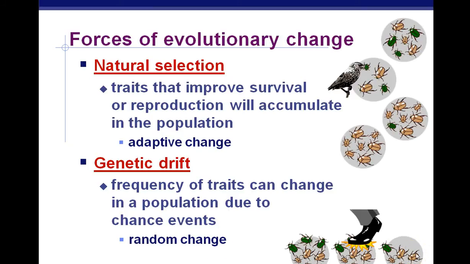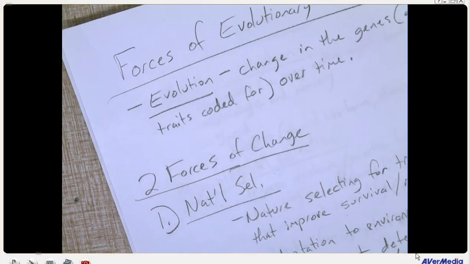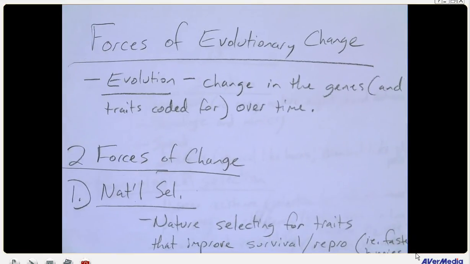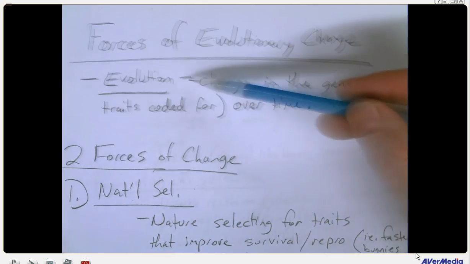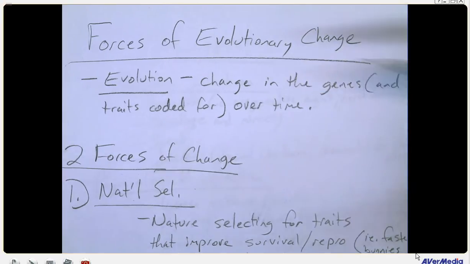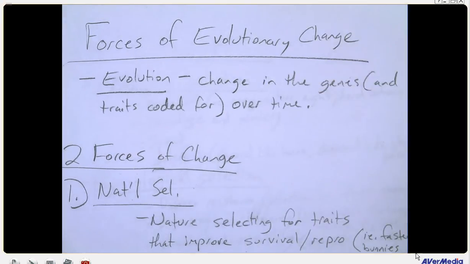At this time, we're going to get some notes. Now this comes after part 5 in your notes that was assigned as homework. Evolution, let's get that definition down. It's a change in the genes and the traits that are coded for by genes over time.